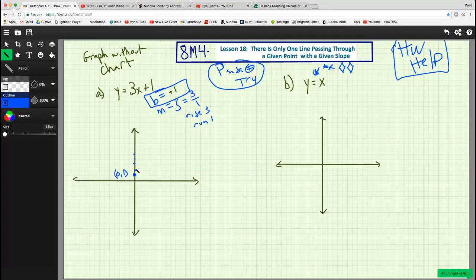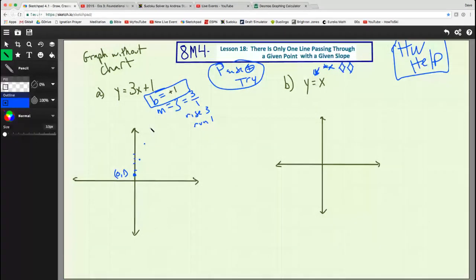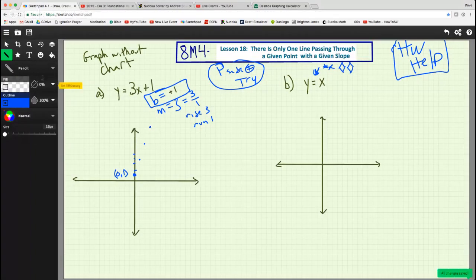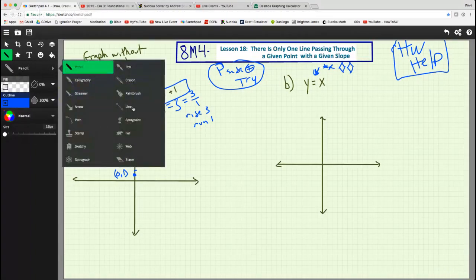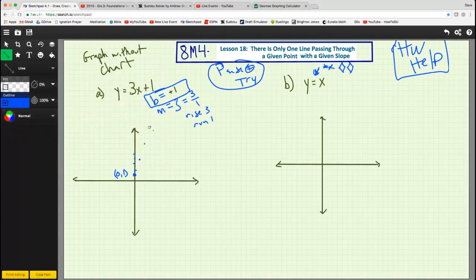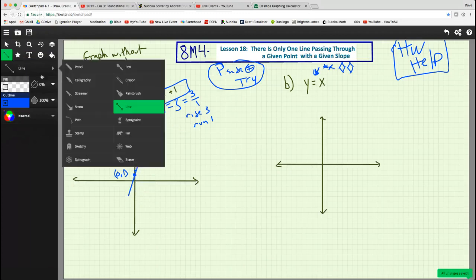So from this point, we go 1, 2, 3, run 1. Rise, keep going, right? 1, 2, 3, run 1. Or sorry, it's rise 3, run 1. And then we can just graph this line. And look at how fast we can go once we really know what we're doing. We can just really crank this out fast.